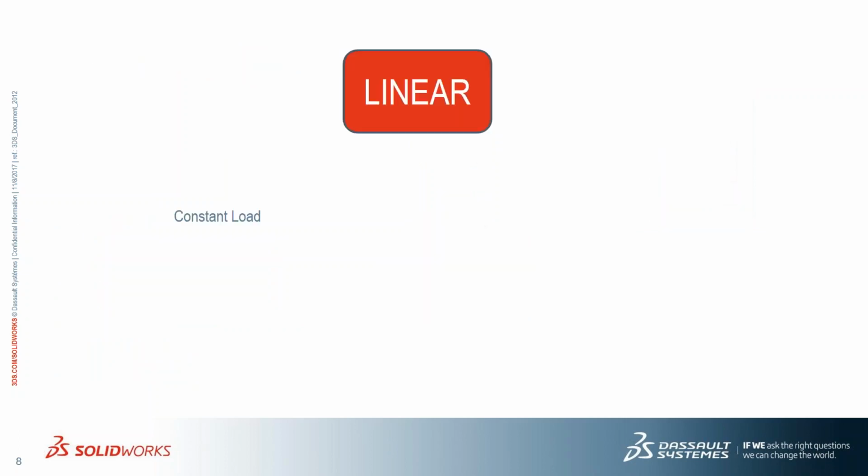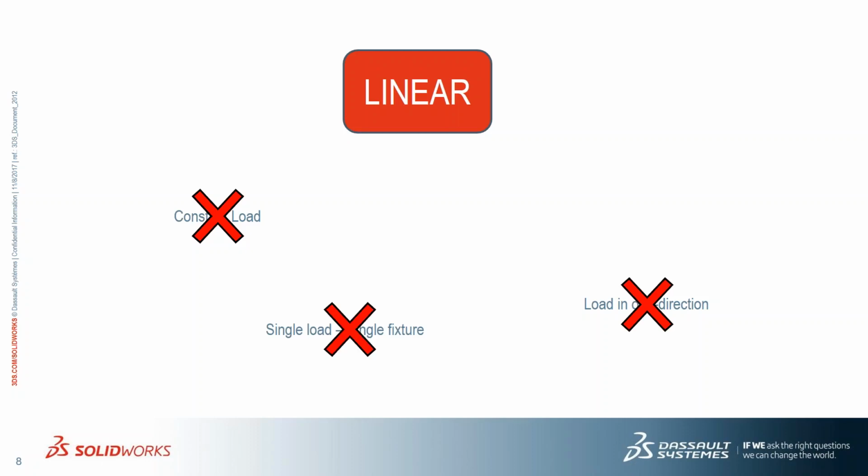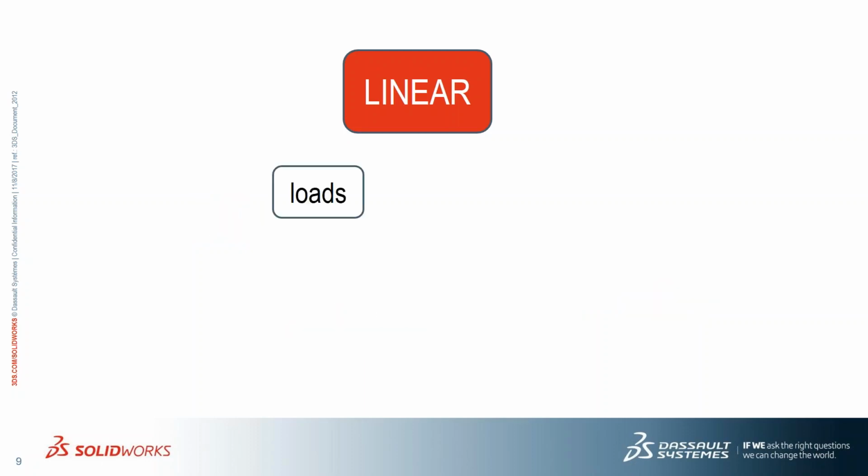So really, to talk about this idea of something being partially linear, I need to talk about what we're really getting at when we're talking about linear analysis. Do we mean constant load? No. Do we mean load in one direction? That's not it either. It's another common answer that I hear in many of my training classes. And then, do we mean a single load or a single fixture? Is that what we mean by linear? No, not that either. Really what we're getting at when we say linear analysis is loads are proportional to displacements.